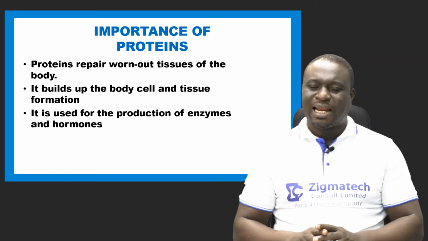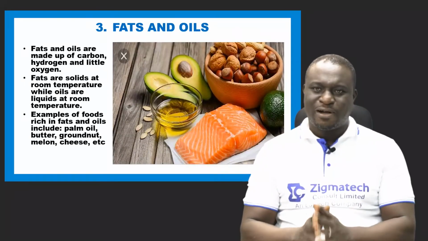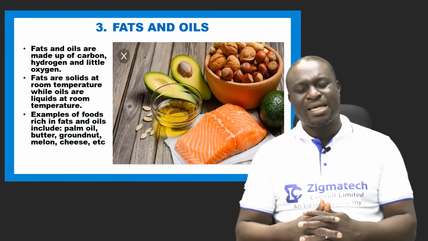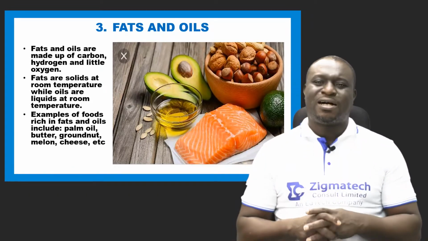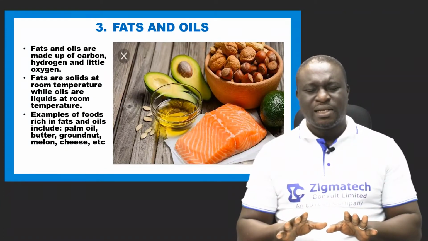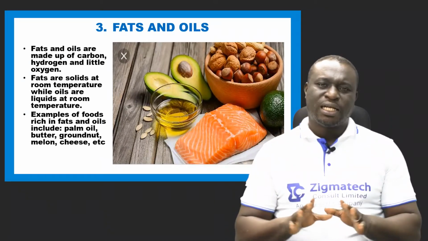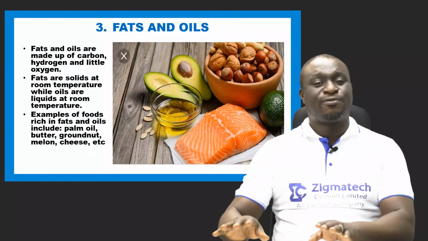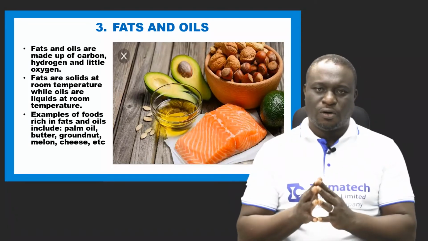Number three class of food is fats and oils. Now, another name for fats and oils is lipids. Fats and oils are actually made up of carbon, hydrogen, and a little oxygen. Now, the simplest forms of fats and oils are fatty acids and glycerol.